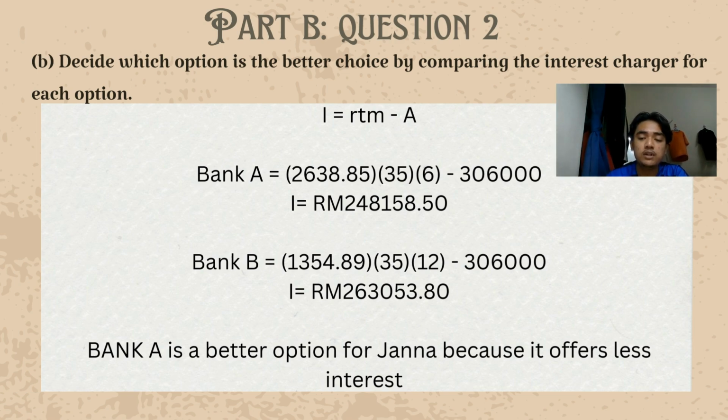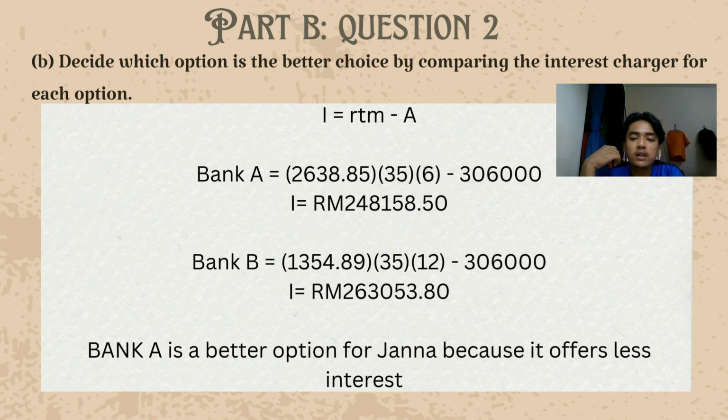B. Decide which option is the better choice by comparing the interest charges for each option. So we need to use the interest formula. I equals RTM minus A. Calculate bank A first. Bank A equals 2,638.85 cents times 35 times 6 and minus 306,000, and we got the interest for bank A is RM 248,158.50 cents.